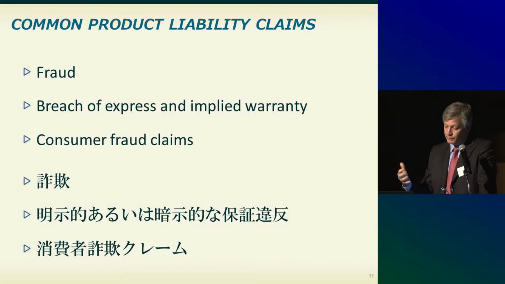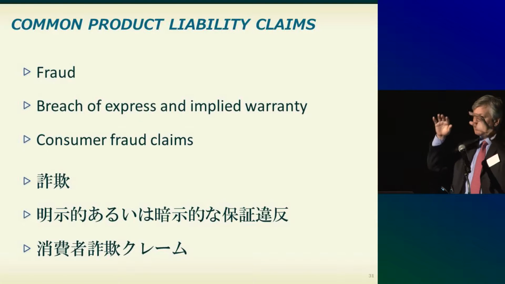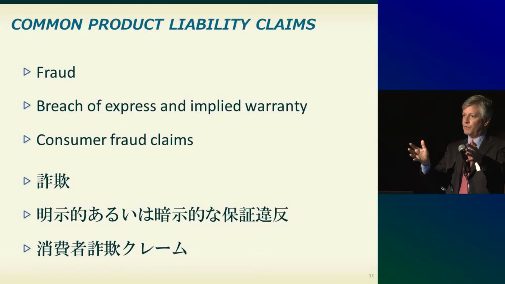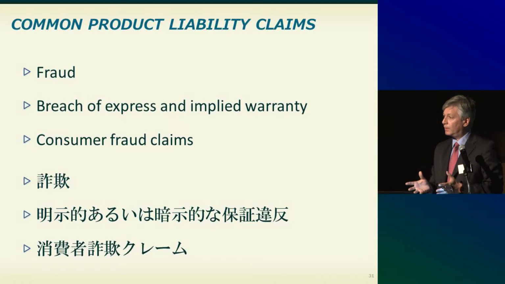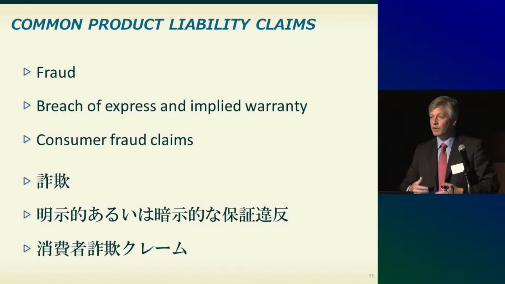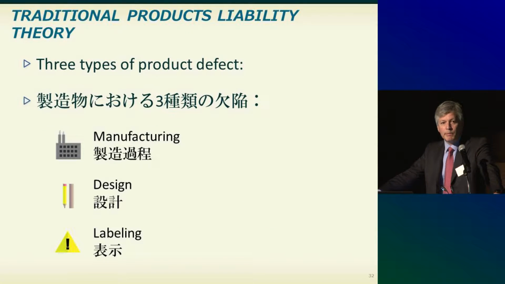You'll also typically see fraud, breach of express or implied warranty, and consumer fraud cases. And again, the plaintiffs are able to pick and choose and combine these. They don't typically say, well, this is just a fraud case, or this is just a warranty case. You'll typically see a laundry list of claims and theories, at least as the lawsuit starts out. So when we talk about a product being defective or a product defect, what is that?